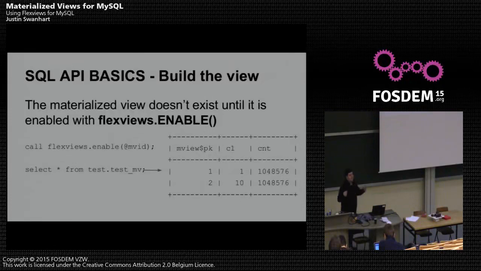I inserted a bunch of data into this table in the meantime. We have 2 rows, 1 and 2 primary key, 1 and 10 c1 values, and they each have a little over 1 million rows. I just did an insert select a few times to fill up the table. So that's pretty cool, right? We now have this table that contains the contents of our select statement that we just built.